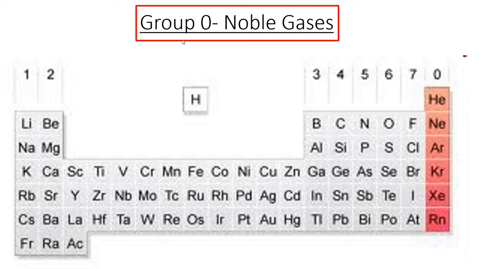So where are the group 0 elements and where are the noble gases? Well, it's this group here on the far right hand side of the periodic table. We've got helium, neon, argon, krypton, xenon and radon. All of those are group 0 elements and noble gases.